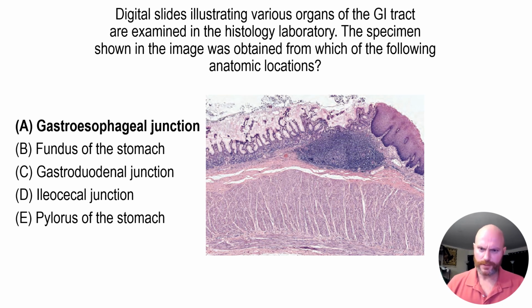While this stratified squamous to simple columnar epithelial change is characteristic of the gastroesophageal junction, it's not unique in the GI tract. There is one other location that has a similar change, and that's at the recto-anal junction. At the recto-anal junction, however, going from proximal to distal, our epithelium changes from simple columnar to stratified squamous. And as we get distally in the anal canal, the stratified squamous epithelium becomes keratinized.